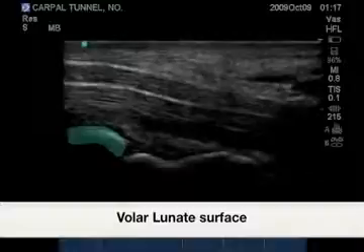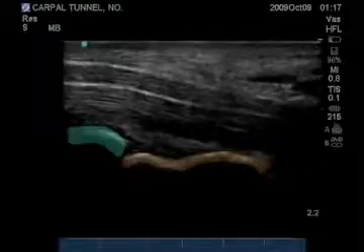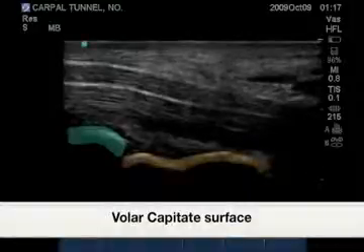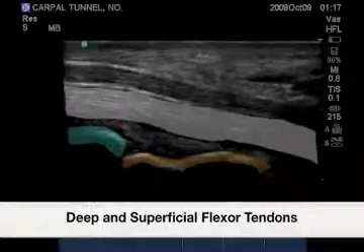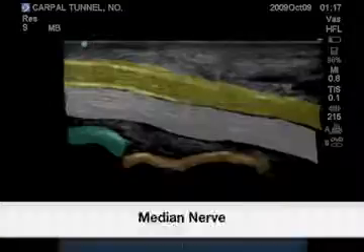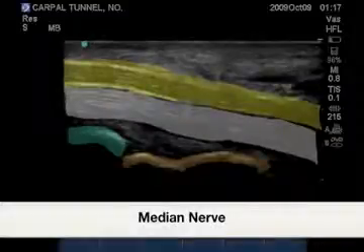Highlighted is the volar lunate surface, followed by the volar capitate surface, which is bell-shaped. The deep and superficial flexor tendons, highlighted in white, and yellow representing the median nerve.